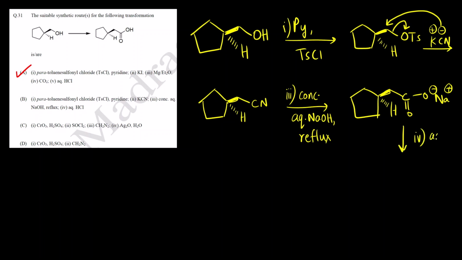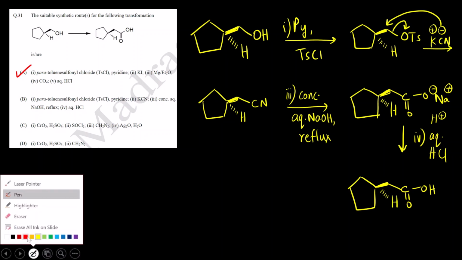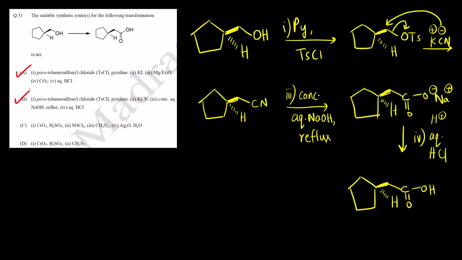the fourth step, that is the aqueous workup, HCl, O minus will pick up H plus ion from HCl, and it will form what? The final product, that is carboxylic acid, CH2 C double bond O OH. Below the plane I have hydrogen. So again we have got the product. So the second option is also correct.